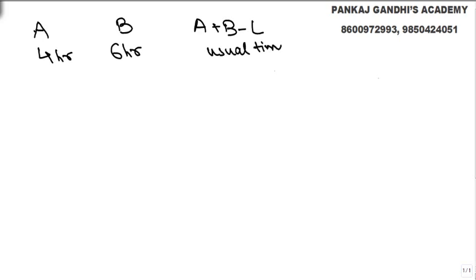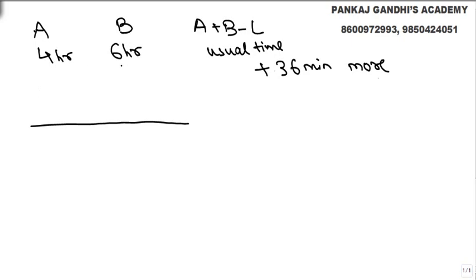Now the question given here is, pipe A alone can fill the tank in 4 hours, pipe B alone can do it in 6 hours. But today when they were filling, A was filling, B was filling, but because of leakage, from the usual time, they need 36 minutes more. So let's first try to find out what was the usual time.